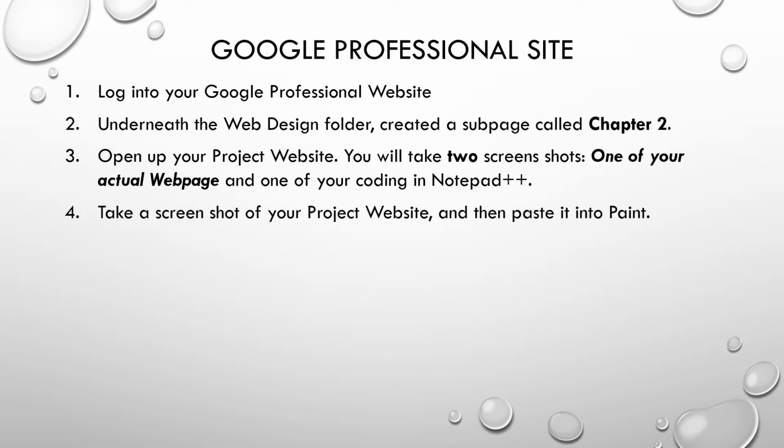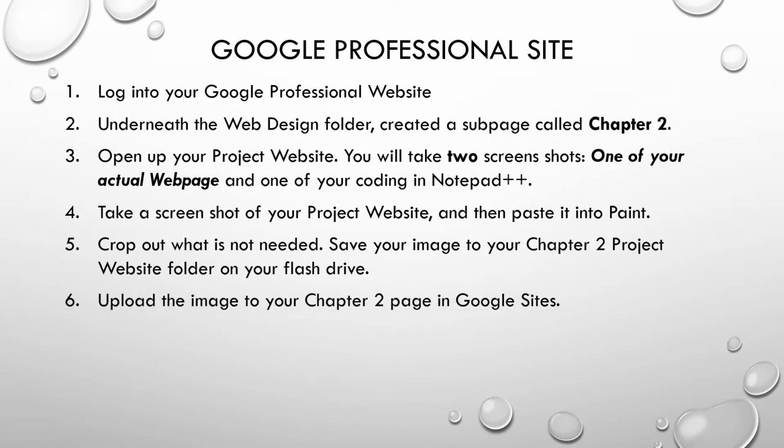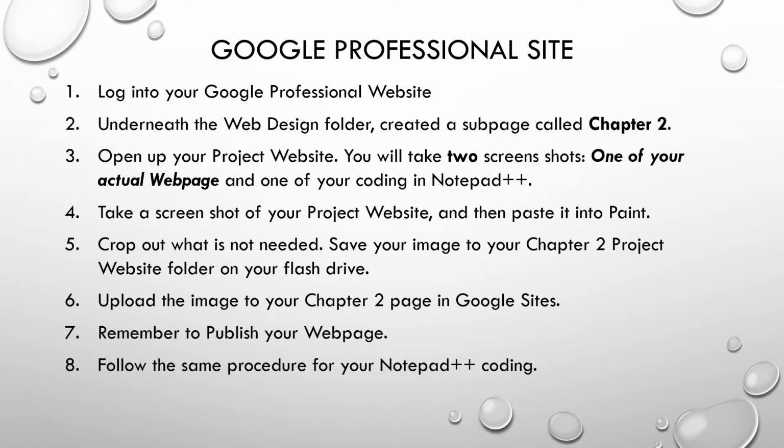Take a screenshot of your project website in Chapter 2 and then paste it into Paint. Crop out what you don't need. Save your image to your Chapter 2 project website folder on your flash drive, and then upload the image to your Chapter 2 page in Google Sites. Remember to publish your web page, and then follow the same procedures for adding your Notepad++ coding onto the Google website. Then return to this PowerPoint when you have finished.